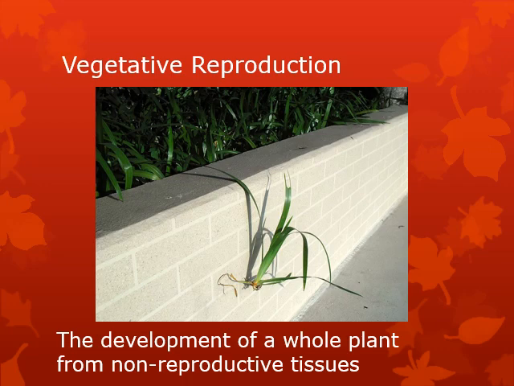Strawberries. You guys may have seen strawberry plants. If you have, you see them growing these long runners. Those long pieces then root themselves somewhere else, and you get a whole new strawberry plant. That is non-reproductive tissue growing a clone of the original plant.